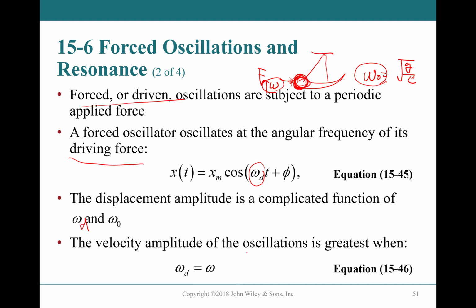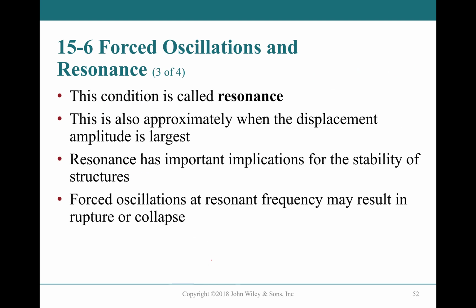And the velocity amplitude of the oscillation is the greatest when omega d equals omega zero. So the condition is called resonance. So that is when your driving force frequency equals the natural frequency. This is also approximately when the displacement amplitude is largest. Resonance has important implications for the stability of structures, and forced oscillation at the resonance frequency may result in rupture or collapse.